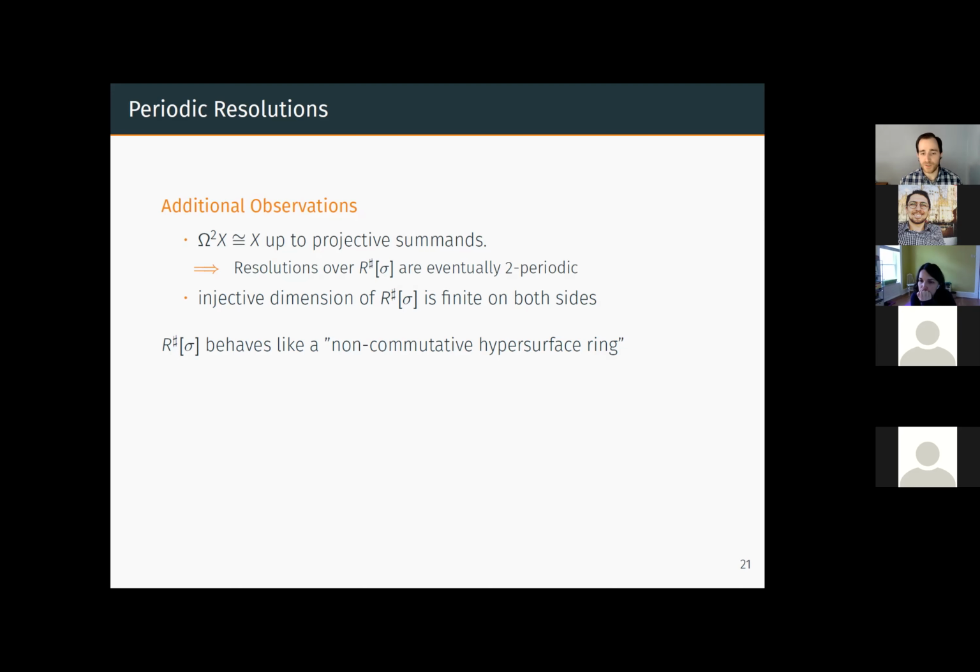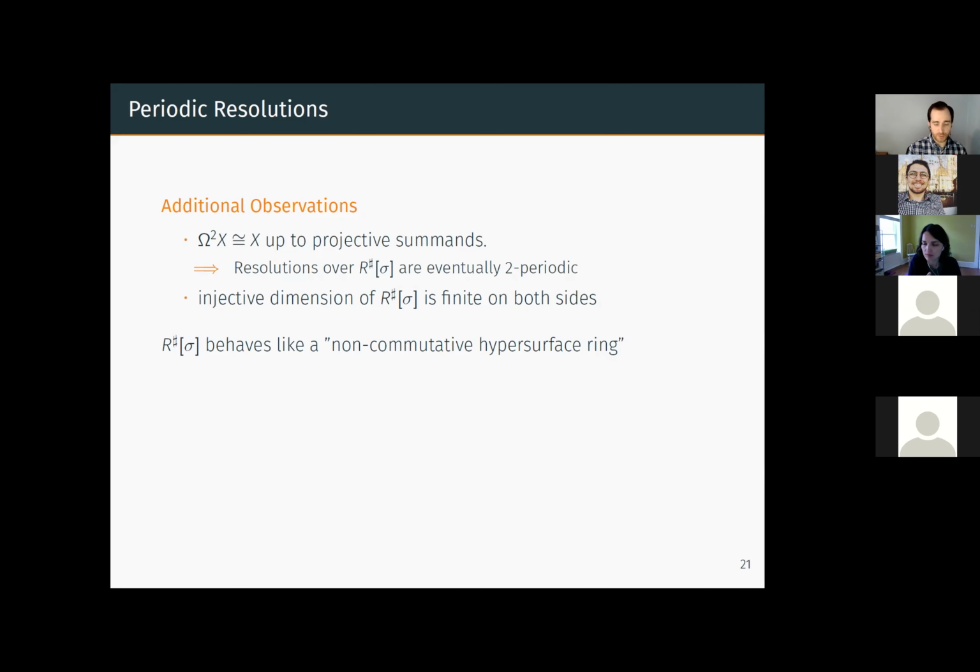The only other thing I want to say is that this really resembles the original theorem, which is that the category of matrix factorizations is equivalent to the category of MCM R hash sigma modules. So we found that matrix factorizations are equivalent to a module category over a hypersurface ring. Now, maybe non-commutative, but it's the same sort of flavor. And that's where I'll stop.